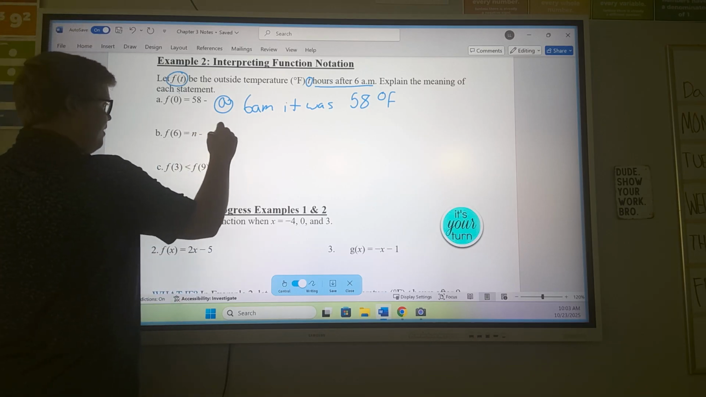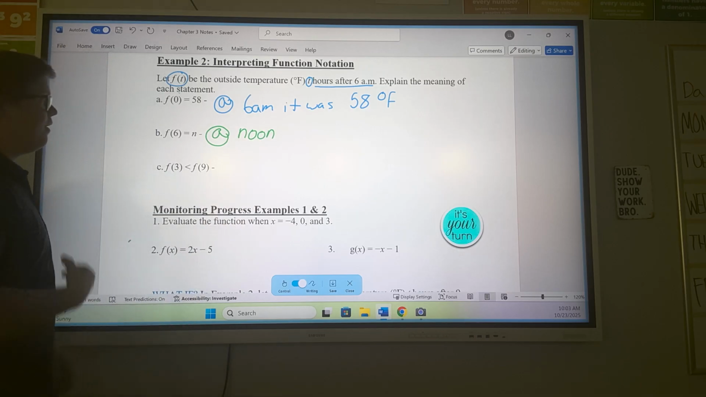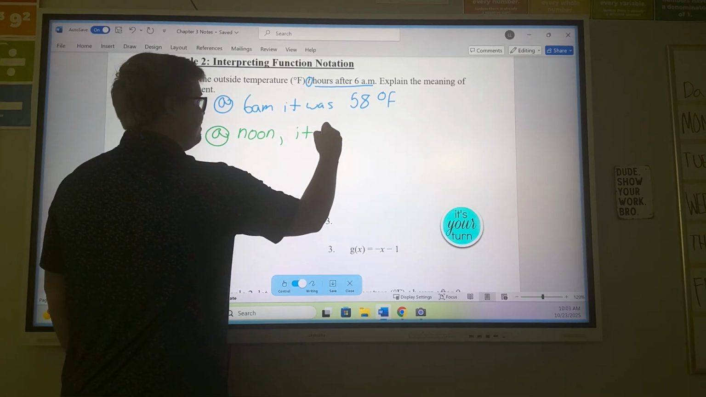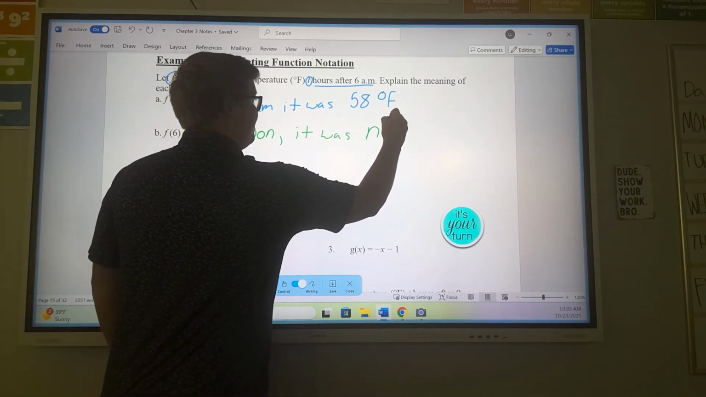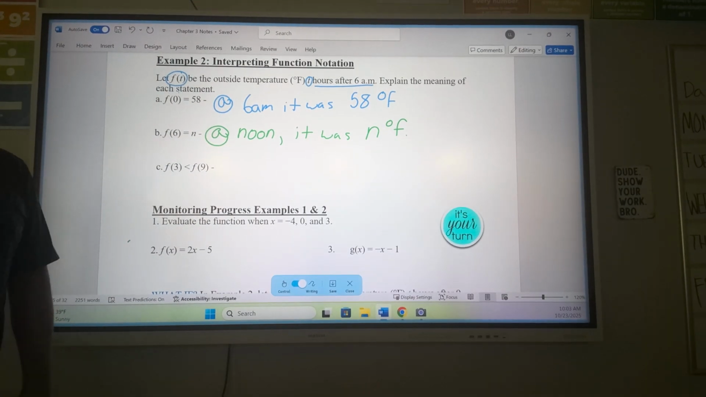So at noon, and you can still say 12 p.m. if you want. At noon, we don't know our temperature, so we say it was n degrees Fahrenheit. That's all we are saying. We are saying what we see. We're not given anything else but that, so that's what we got to say.